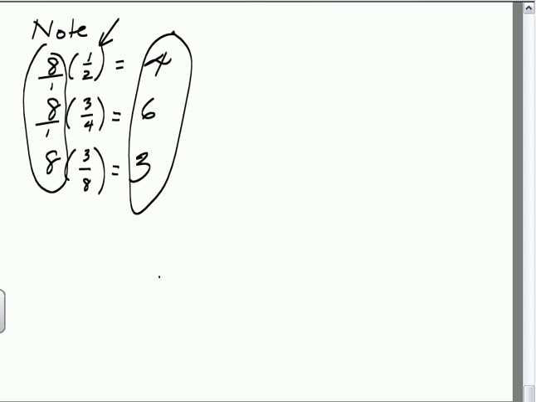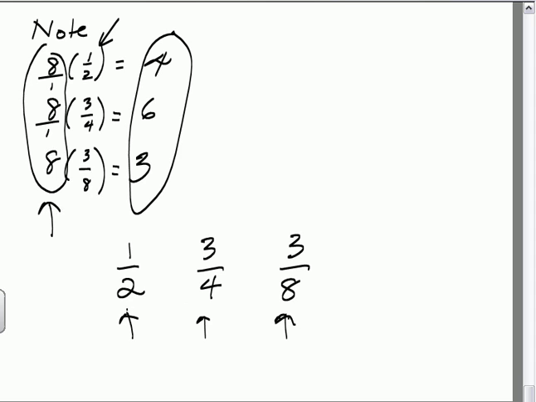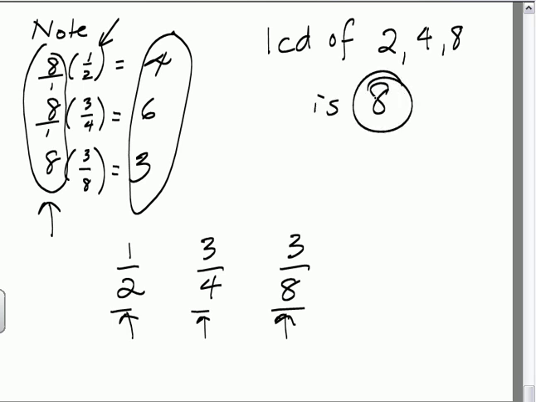Let's take a look at the fractions that it happened with. We had 1/2, 3/4, and 3/8. Look at the denominators, 2, 4, and 8. What does the 8 that we multiplied by have to do with our denominators 2, 4, and 8? The LCD of our denominators 2, 4, and 8 is 8. That was a magic number because when we multiply all those fractions by 8, by the LCD, we end up with nice numbers.